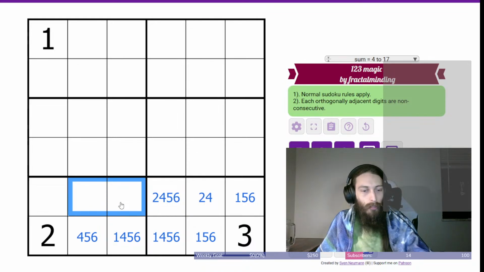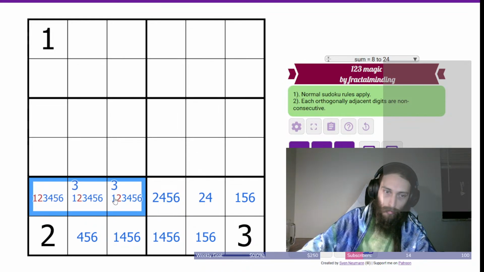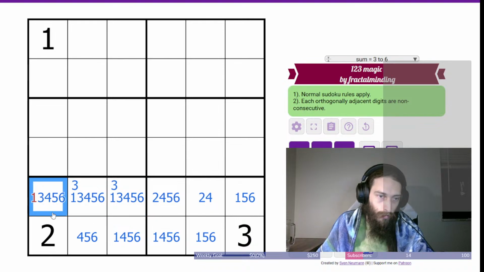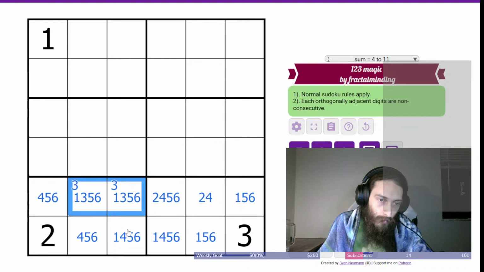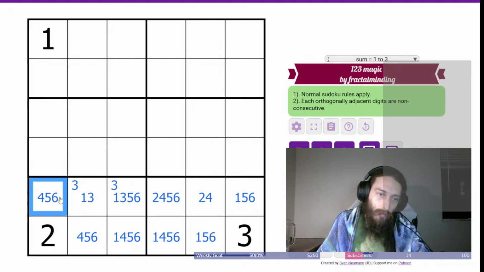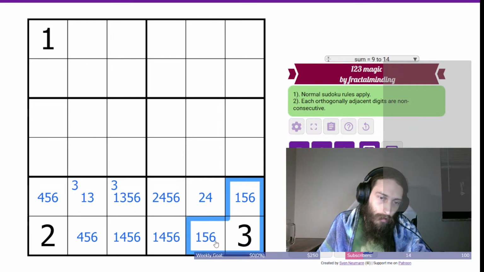If that was a 2, that would be 1 and 4. Well, 3 has to be here. So 1 through 6. None of them are 2. This isn't a 3. That one's not a 3. You can't put a 4 next to a 3. You can't put 5 or 6 here for the same reason as over here.